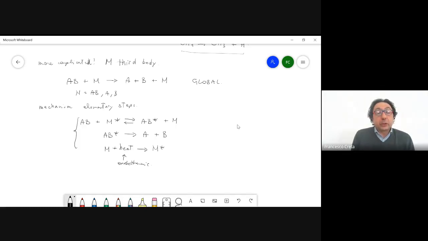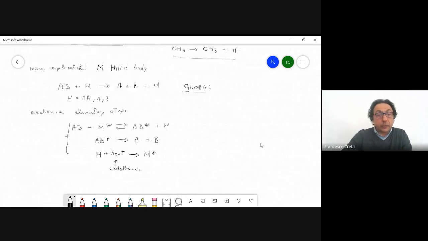So you see that this global reaction was actually hiding a lot of sub-processes that we were not able to see, okay? That's why the global process is really a very rough summary of what's going on at the molecular level, okay? Now, why is it pressure dependent?